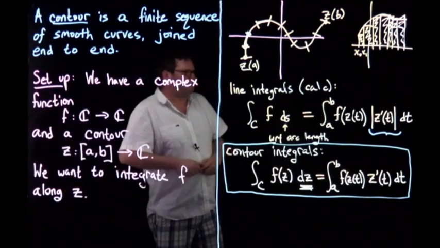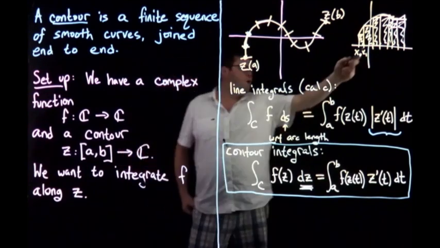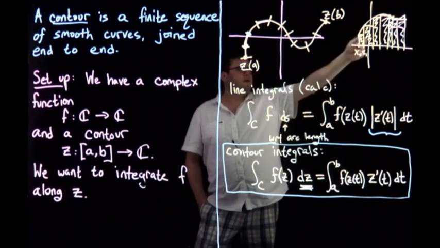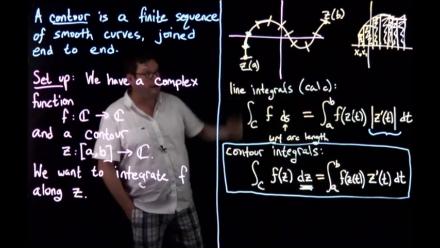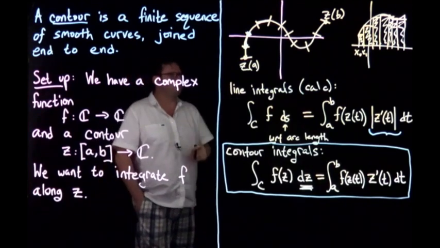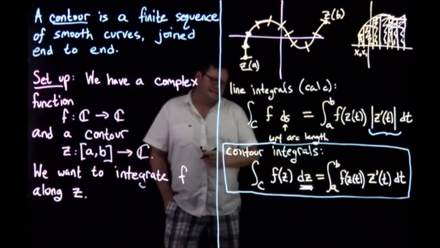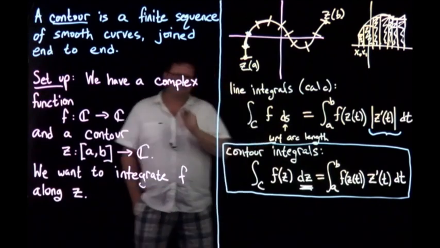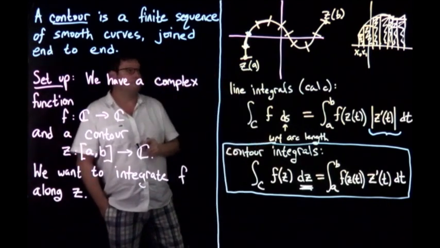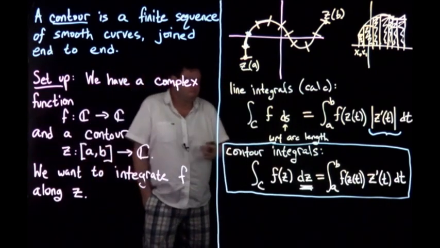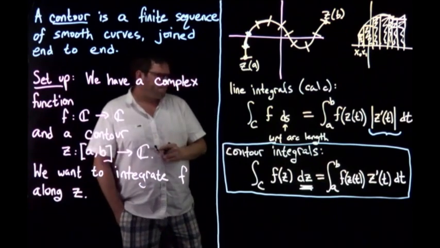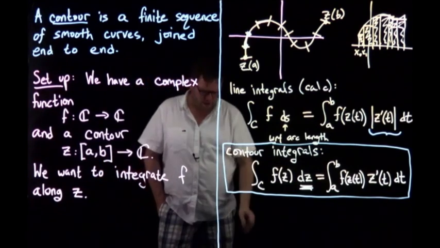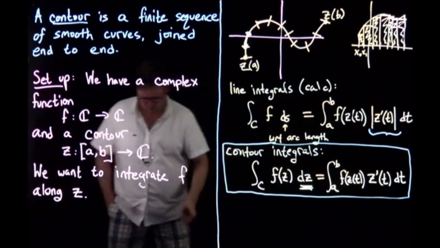Now let me note that in Calc 1, the integral can be interpreted as an area, which is very nice in terms of just thinking about its properties and things. The contour integrals don't really have such a nice interpretation in terms of like an area. And they're not exactly like the line integrals we've seen from Calc 3.